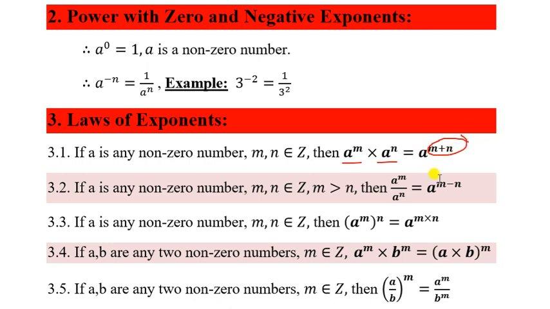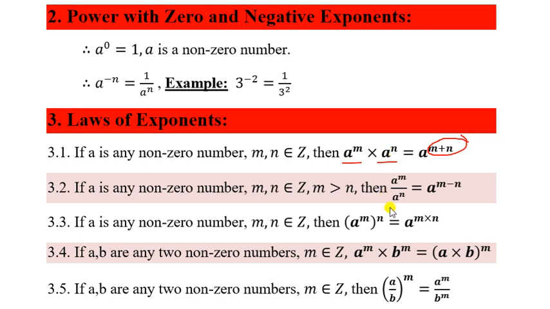So for multiplication we have to add all the exponents, not only for two exponential forms. If three exponential forms are given at the same time, a to the power m into a to the power p into a to the power q, we have to add all the exponents, m plus n plus p plus q, like that. So remember that I have given it here only for two exponential forms.